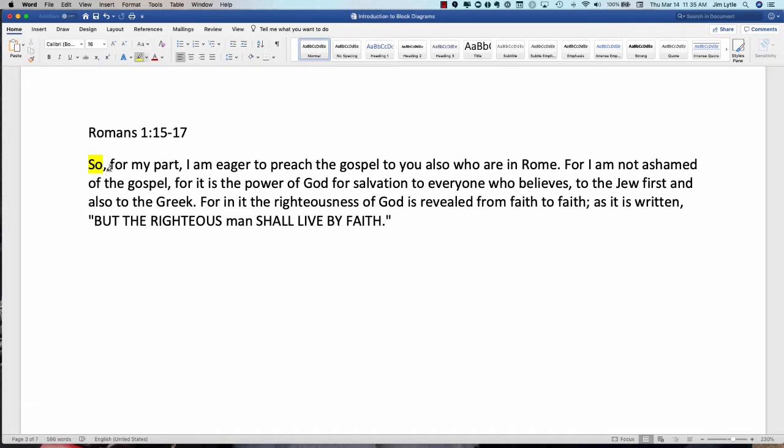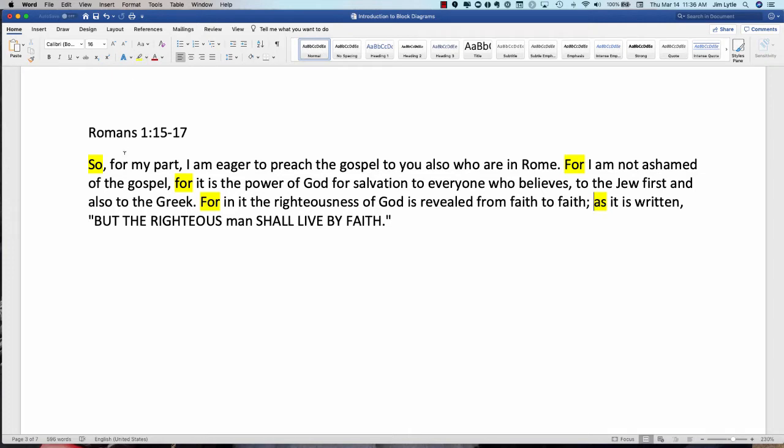So for my part, I'm eager to preach the gospel to you also who are in Rome. For or because. I'm not ashamed of it. For it's the power of God to salvation to everyone who believes, to the Jew first and also the Greek. For in it the righteousness of God is revealed from faith for faith. And then a comparison, as it's written, the righteous man shall live by faith.